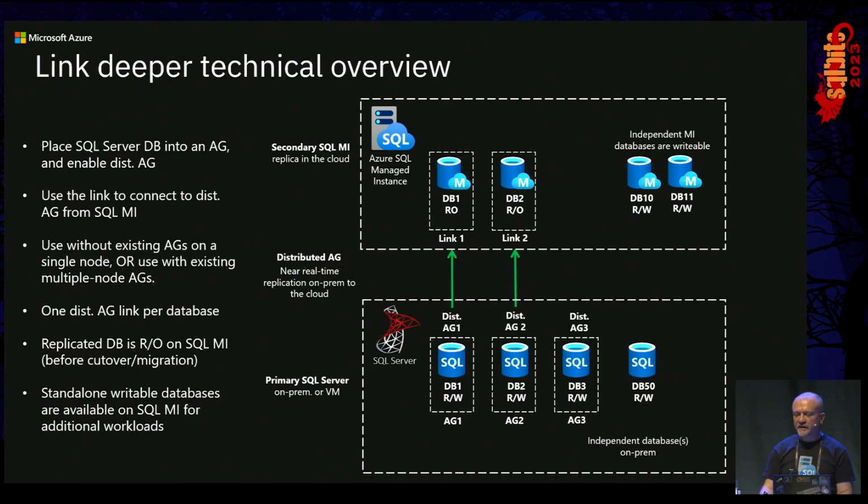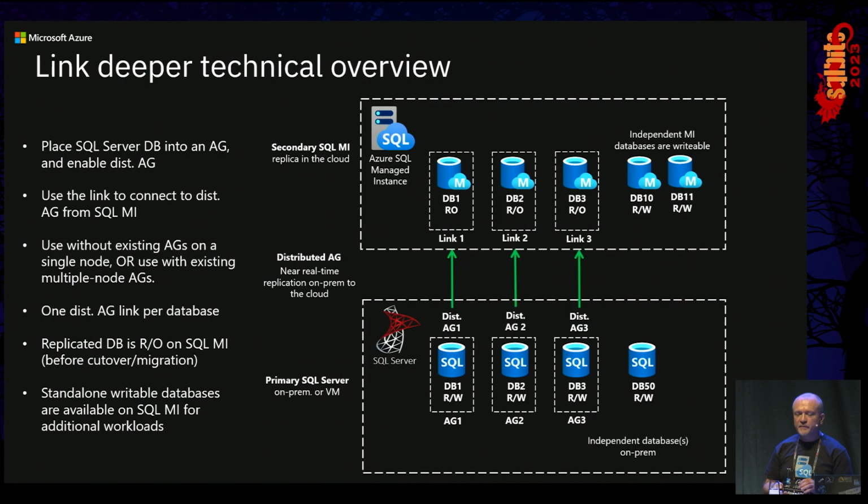How it all works technically. Each link is database scoped, so each link is made per one database. Each individual database is placed into a single AG, and then the green line would be a distributed AG, linked to an existing AG on a managed instance.